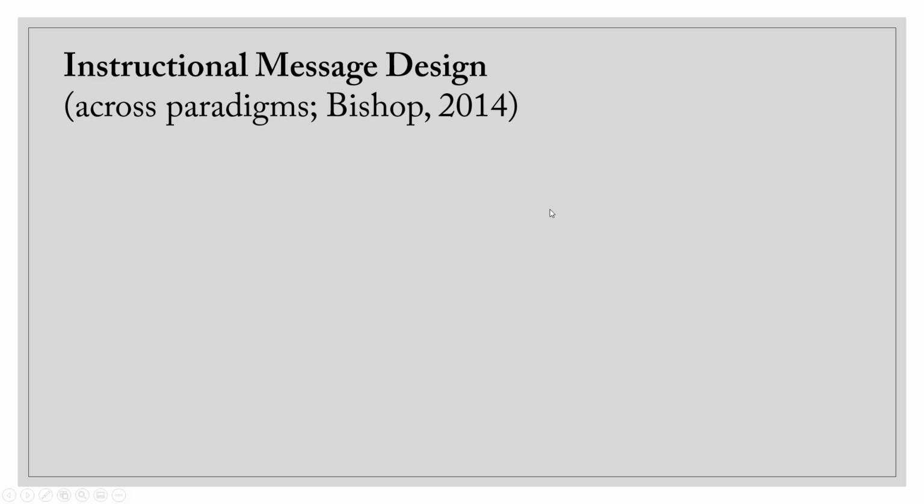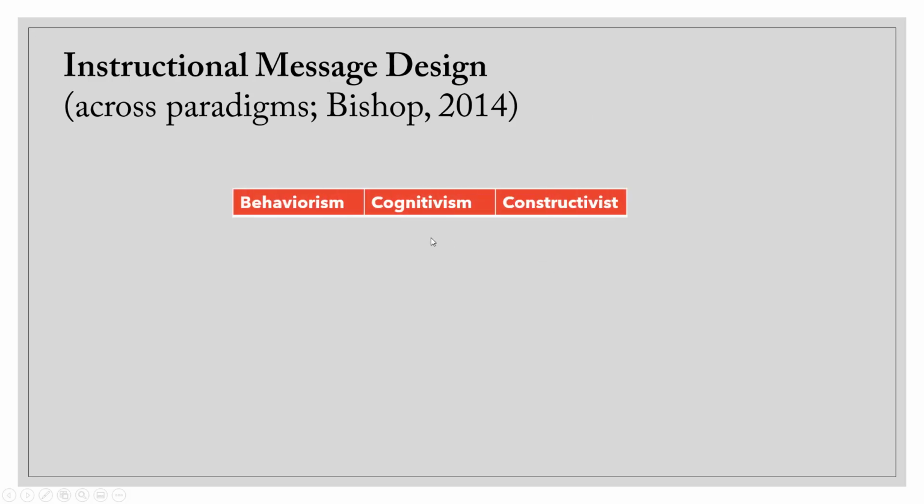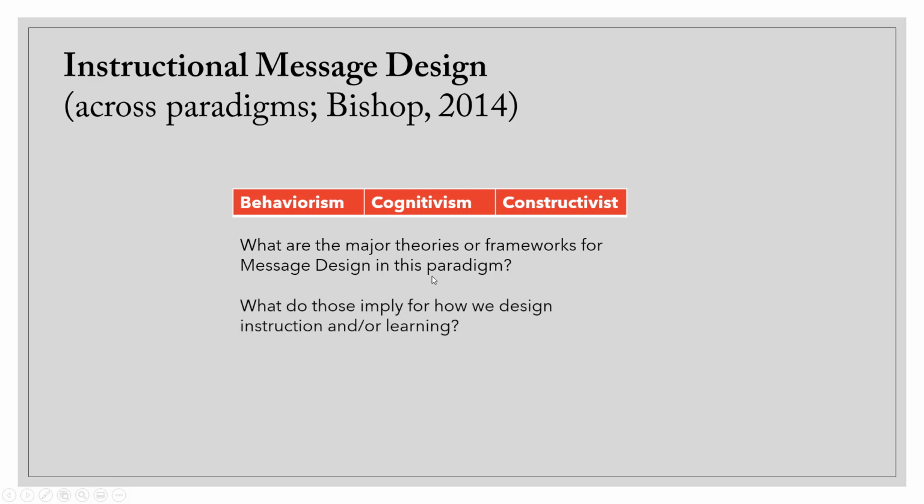All right, so I'm going to look at this through instructional message design theory, and I'm going to look at this across paradigms. M.J. Bishop wrote an article in 2014 that's just a really good summary of the different paradigms that we've been learning about, behaviorism, cognitivism, constructivism, for instructional message design. So I'm going to use that as a structure to take this apart and discuss it. What are the major theories or frameworks of message design in this paradigm? I'll talk about each of those. What do those imply for how we design instruction and our learning? And how can we reframe accessibility based on this?